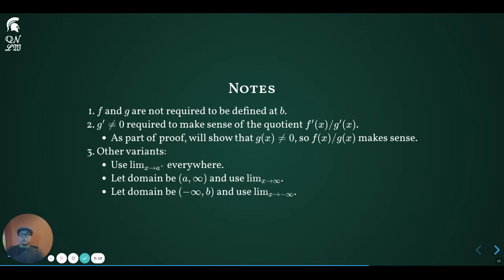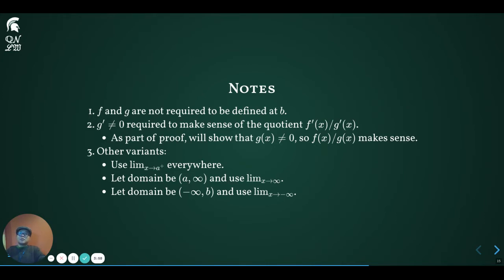Finally, we stated L'Hopital's rule for the one-sided limit converging to b from below. L'Hopital's rule also holds for the one-sided limit converging to a from above in the interval (a, b). More generally, we can even allow the domain to be infinite. If the domain is the interval from a to infinity, and we replace the one-sided limit from below to b everywhere by the limit to positive infinity, the same statement works. Similarly, if the domain is the interval from minus infinity to b, we can look at the limit towards minus infinity.